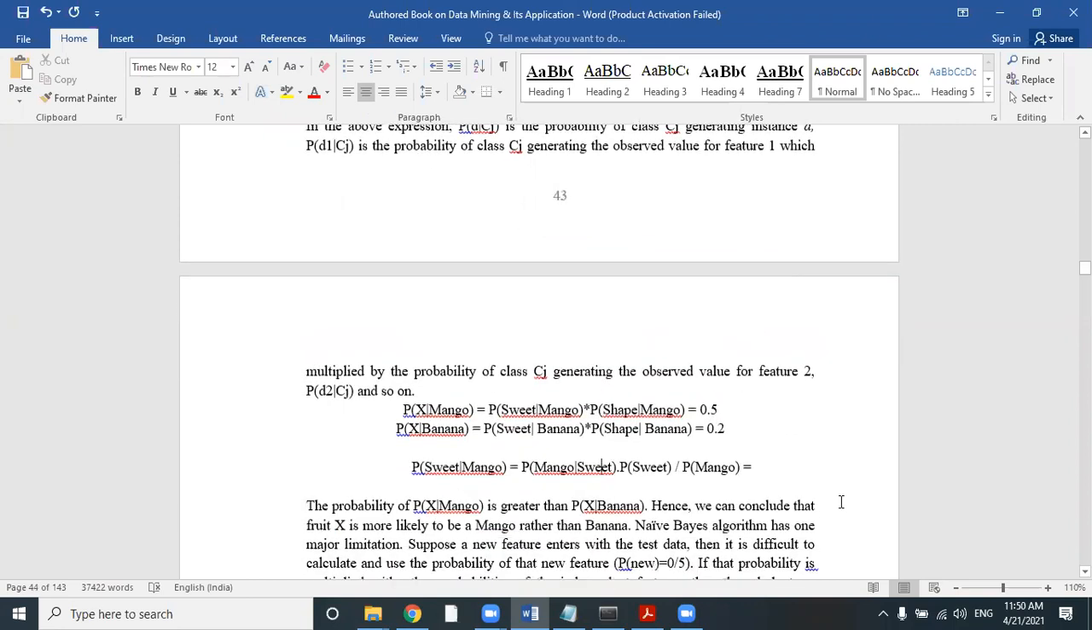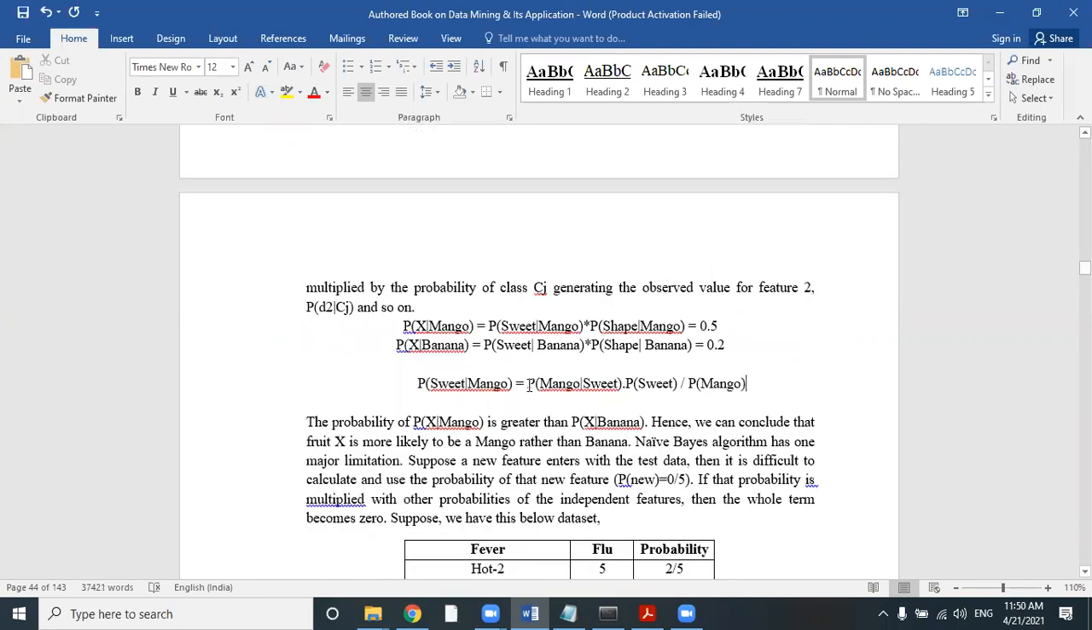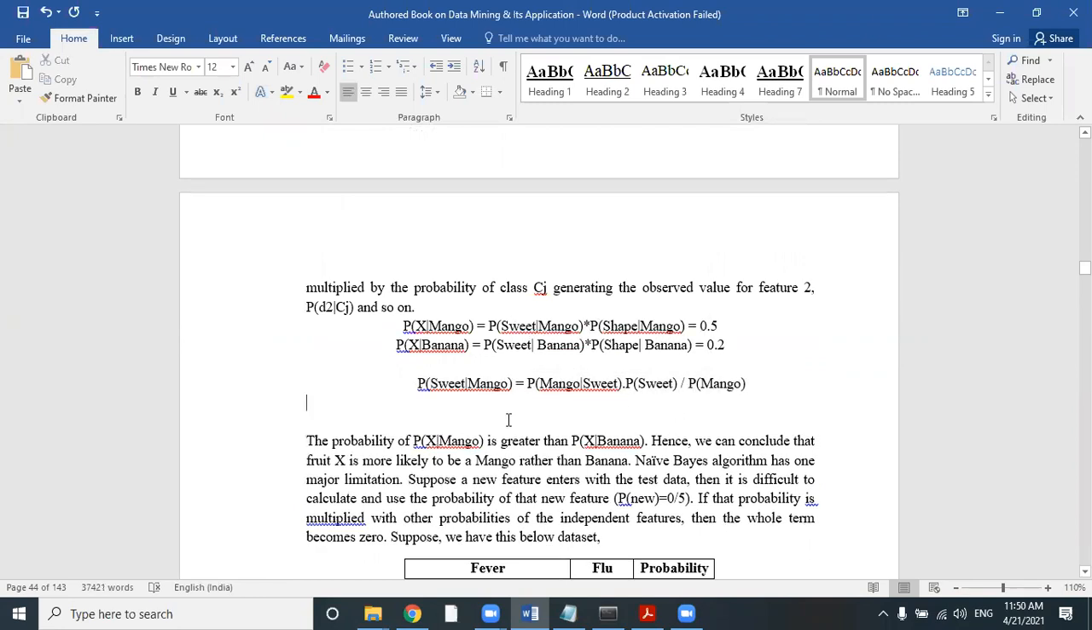Okay, so in this way you will calculate it as homework. In this way we'll calculate this probability of sweet given mango. In the same way we will calculate the next feature, which is nothing but probability of shape given mango. I think that the probability of this one becomes 0.25.